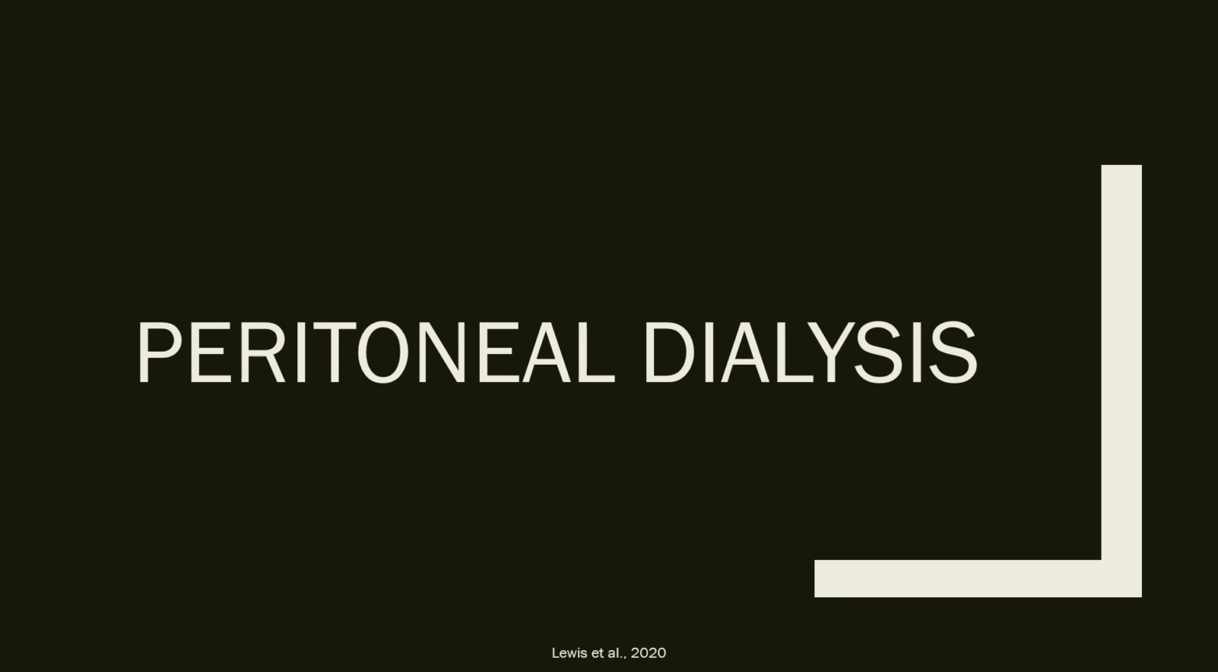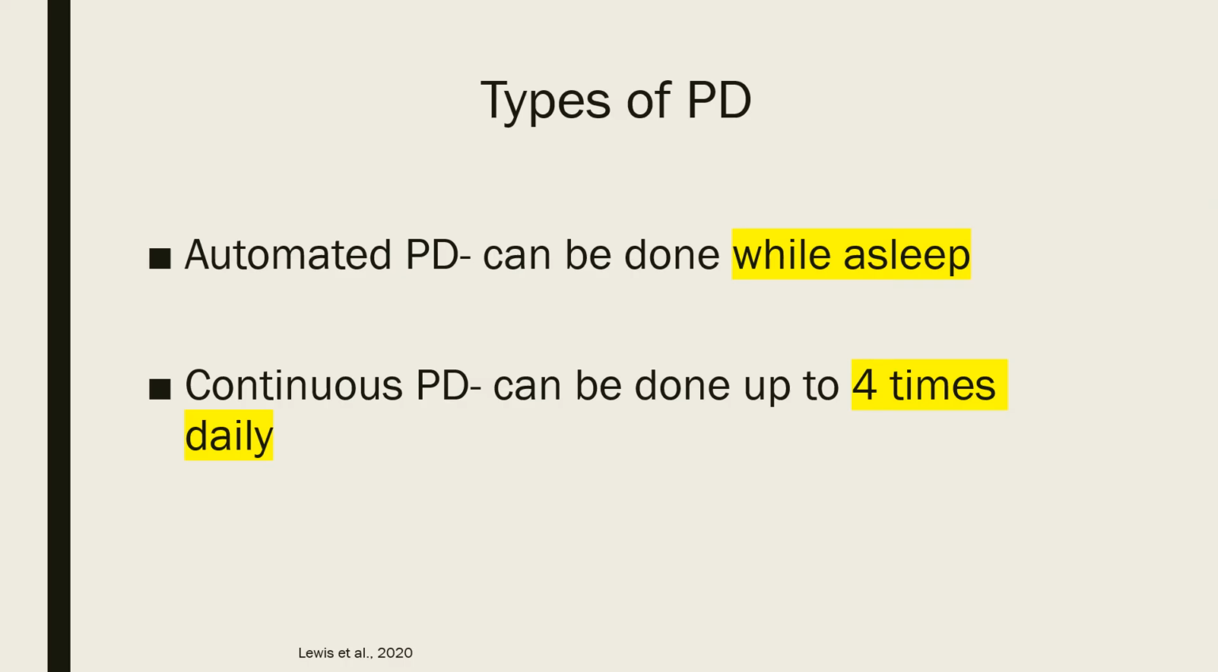Now, peritoneal dialysis. Again, with peritoneal, this can be done at home, and there are 2 types. It could be automated. This can be done while they're sleeping. So some patients choose this one, especially if they work in the morning and cannot do peritoneal dialysis then, so they want to do their dialysis at night while they're sleeping.